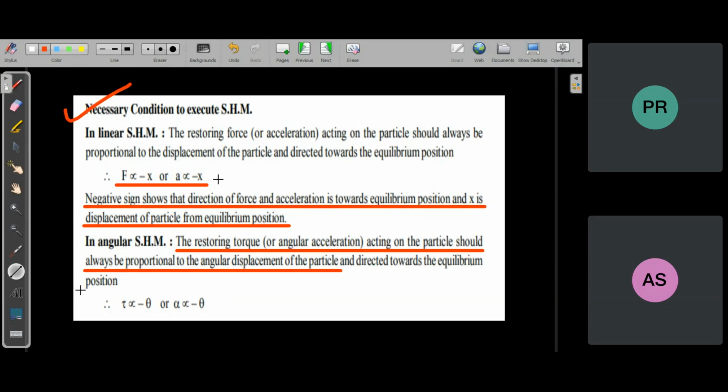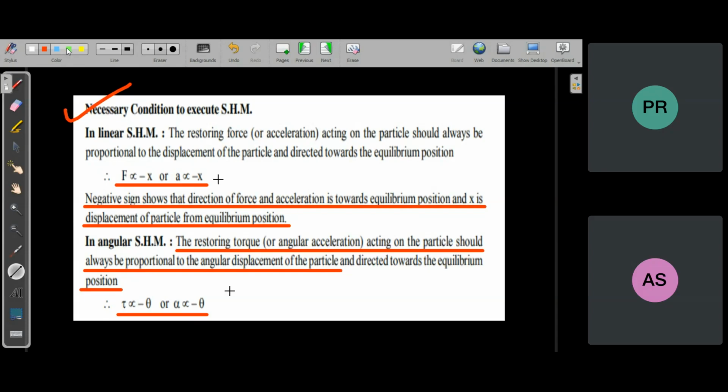And it should always be directed towards the equilibrium position. Means the torque should be in such a direction that it brings the particle back to its equilibrium position. Or you can say that the direction of torque and the direction of angular displacement will be in opposite directions, because if they are opposite, then only it will bring it back and oscillation will take place. So if you have any doubt in any one of the two, you can ask.